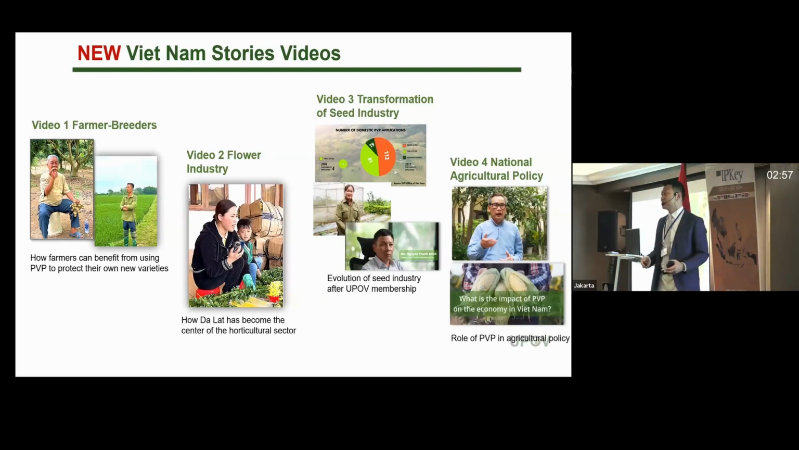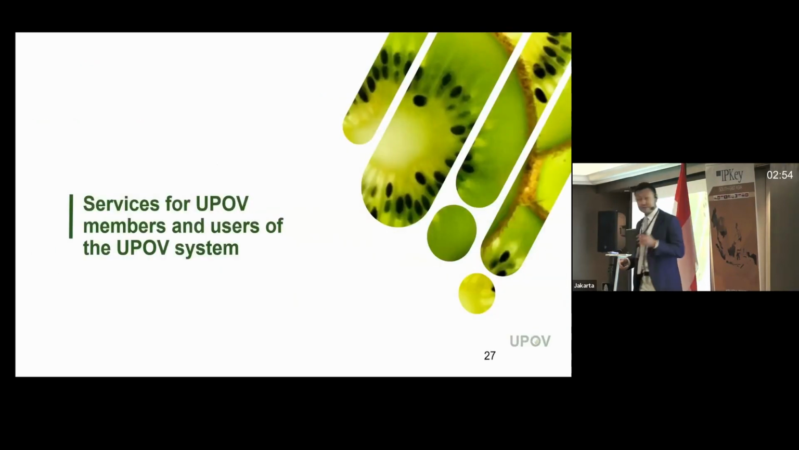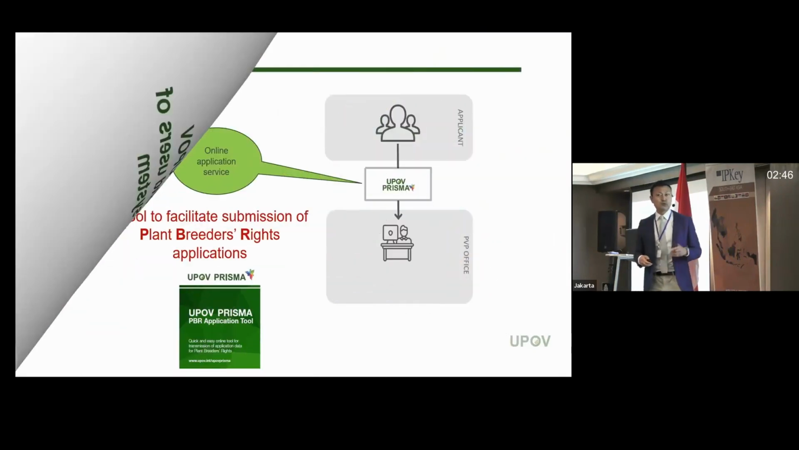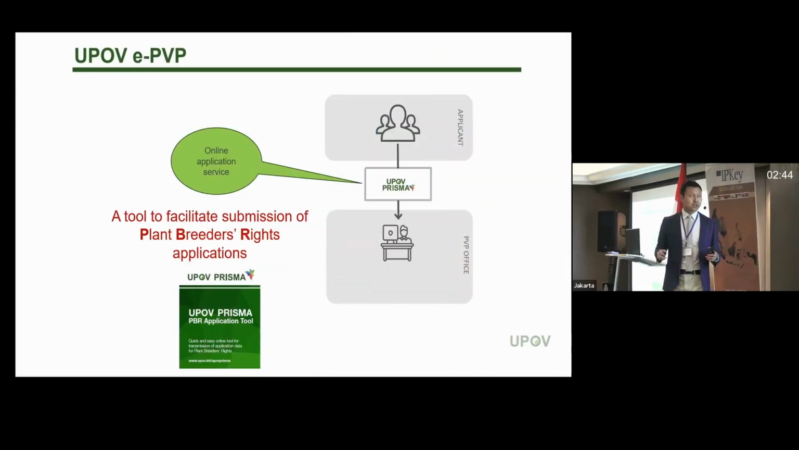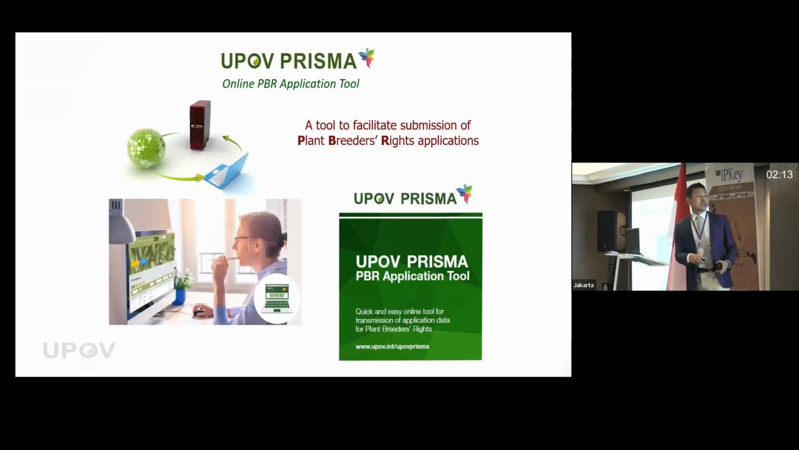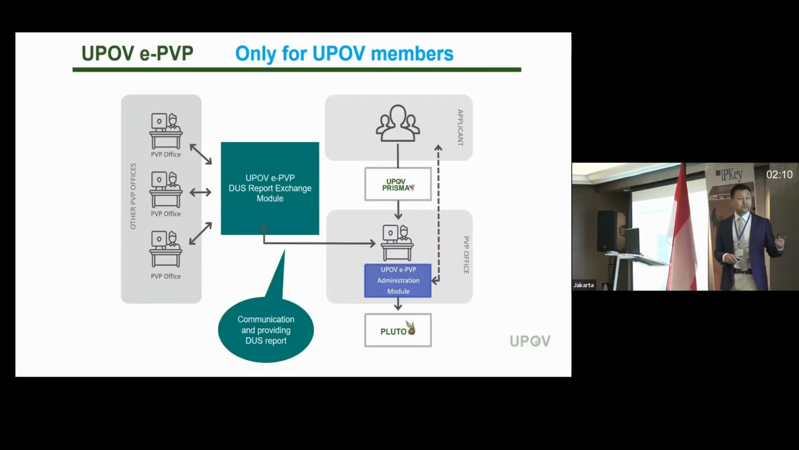Okay. So those are the examples of the UPOV system. Then lastly, I just wanted to briefly introduce the recent developments, the UPOV services for both the countries and the applicants, the users. We have the UPOV PRISM application, which is available. It makes applications easier for applicants than before. And now we have other modules to support the PBR office in managing application examination.